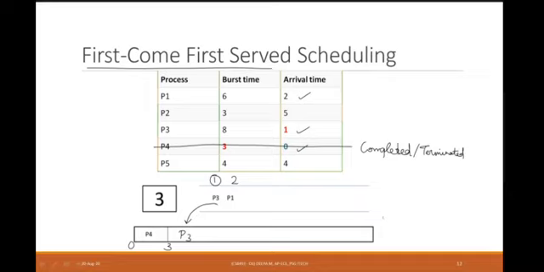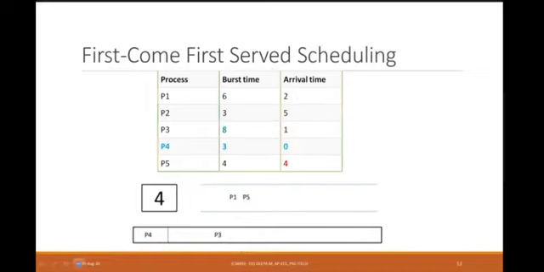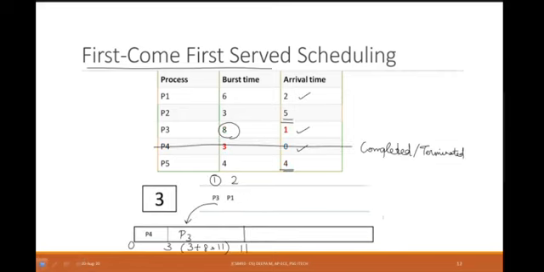So understood till here? What is the burst of P3? It is 8. So this will go on till 8. So this 3 plus 8 will be equal to 11. So until 11 time units, I will have my P3 being scheduled. And what will happen at 4 and 5? There are arrival times of 4 and 5. So understood till here?